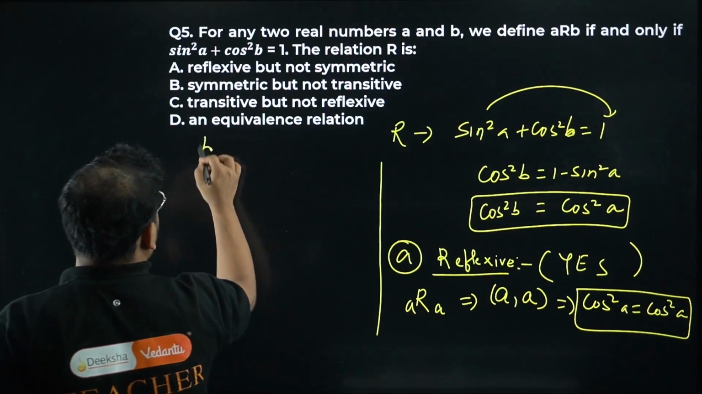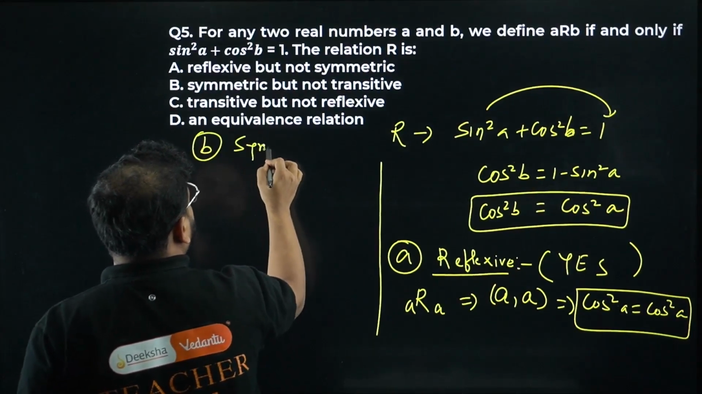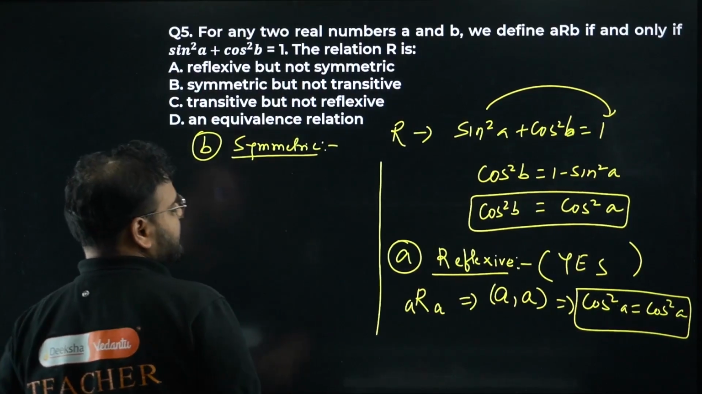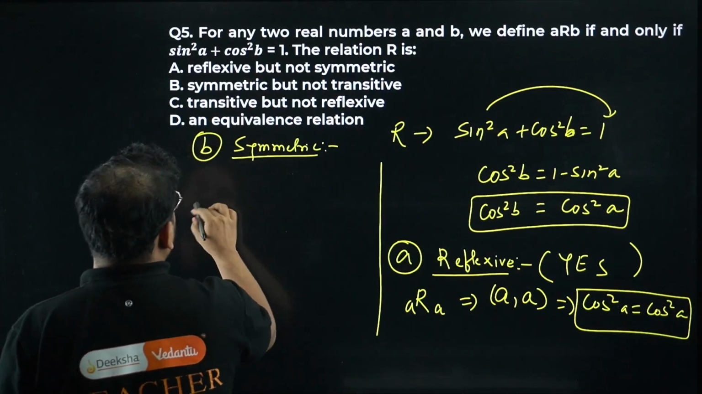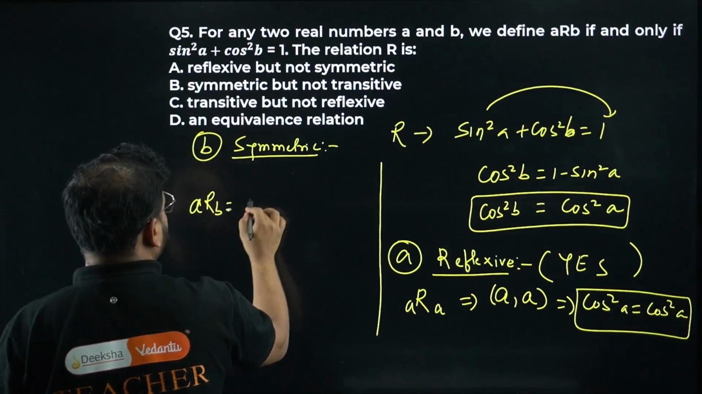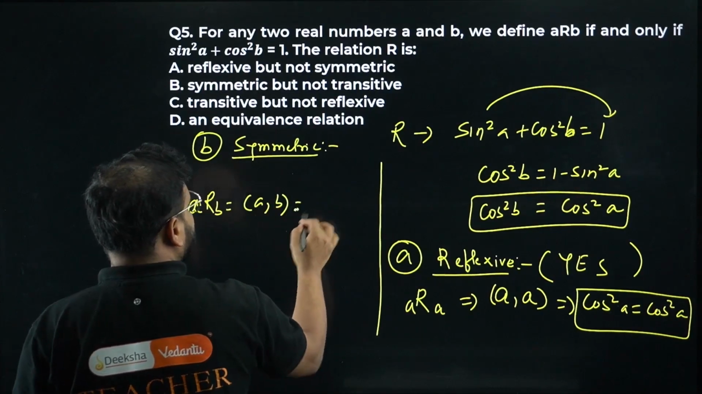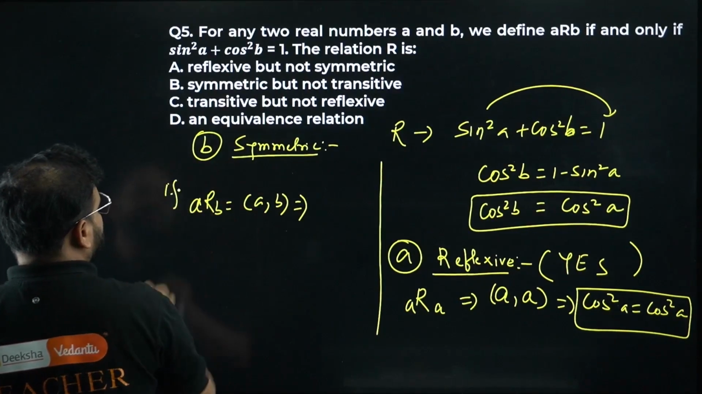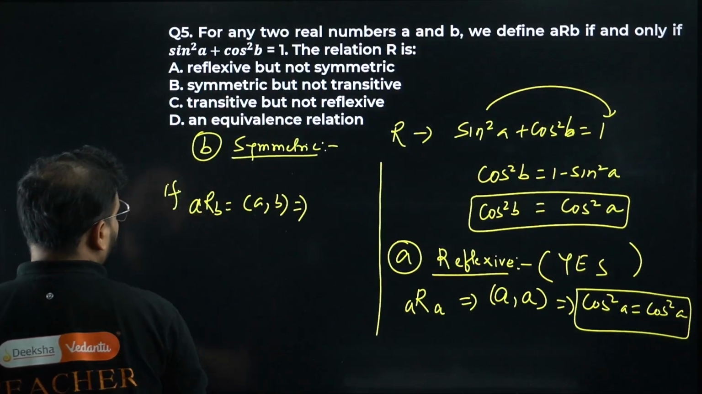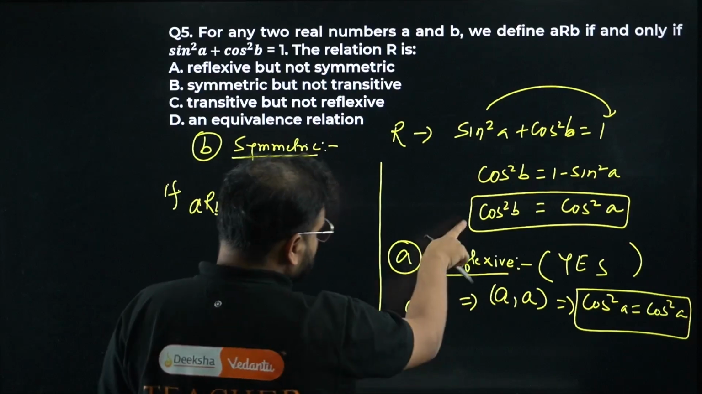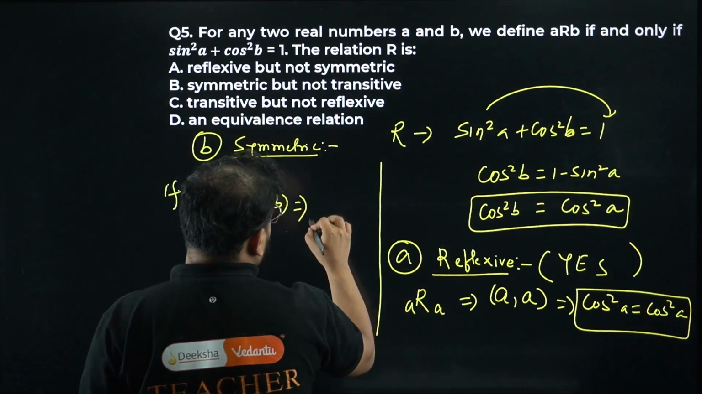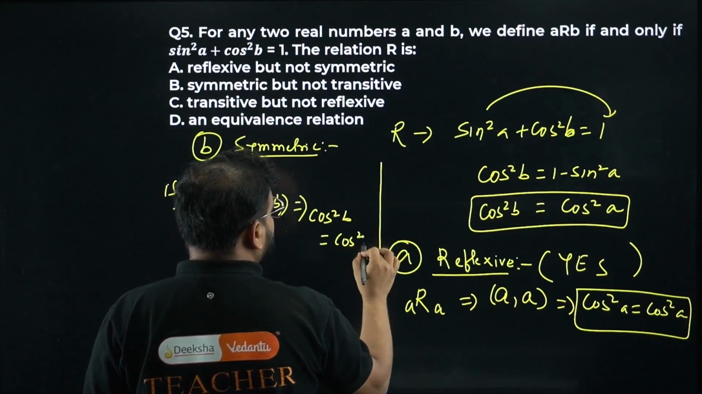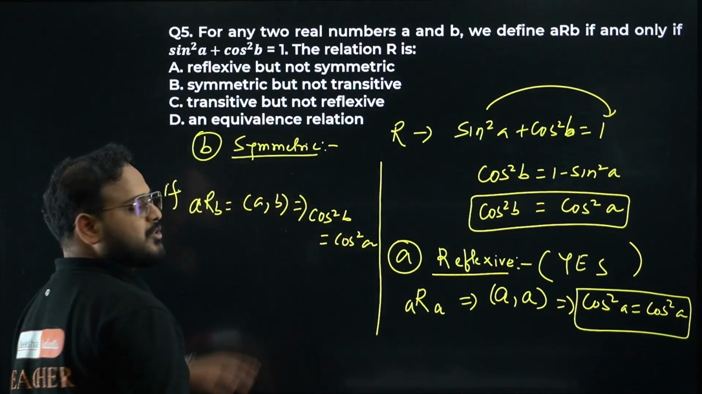What about the next one, symmetric? We'll check this part as well. Let's write here the ordered pairs. We have ARB, it means the ordered pair is A comma B. This is the if condition. It says cos square B equals cos square A. They've given this already, so this is a true statement.